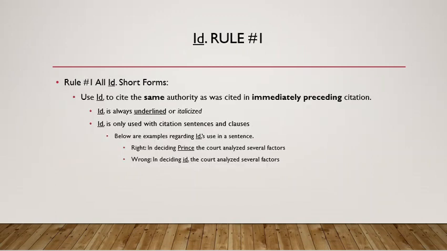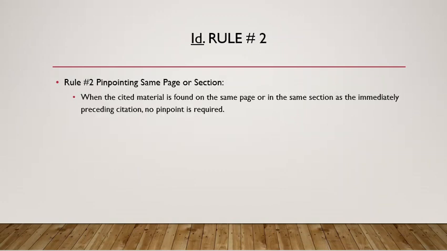Now, rule number 1 with id. Use id to cite to the same authority as was cited in the immediately preceding citation. Id is always underlined and italicized, including the period, and it is only used with citation sentences and clauses. Let's look at an example. Now, when you're mentioning a case in a sentence, you're going to want to still mention the case name and not use id. The right way here: in deciding Prince, the court analyzed several factors. Not: in deciding id, the court analyzed several factors.